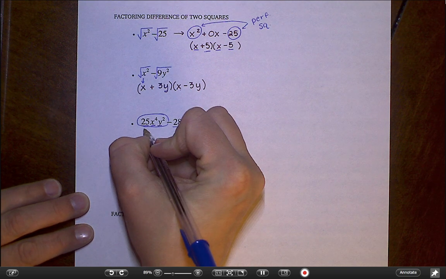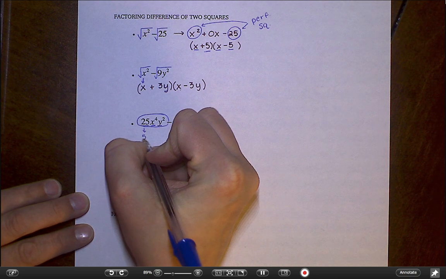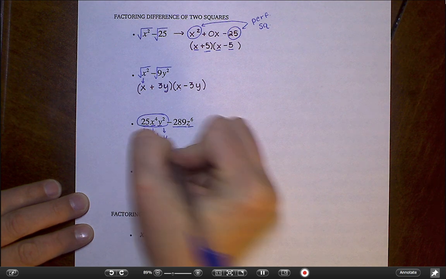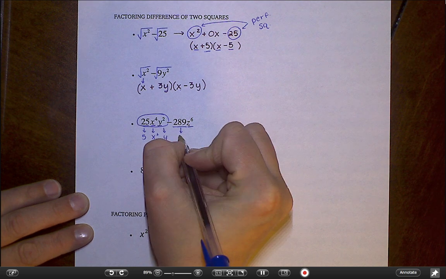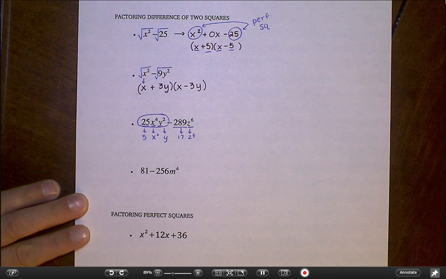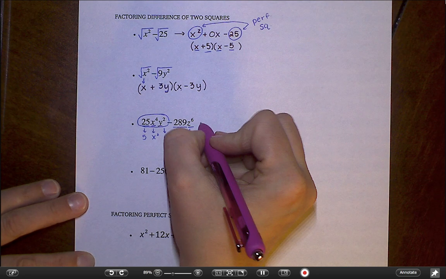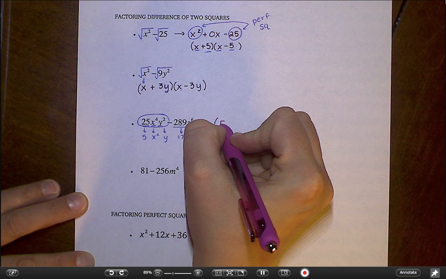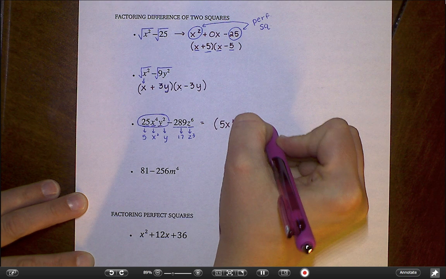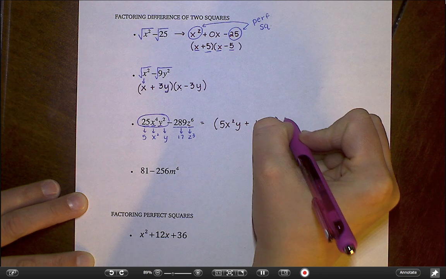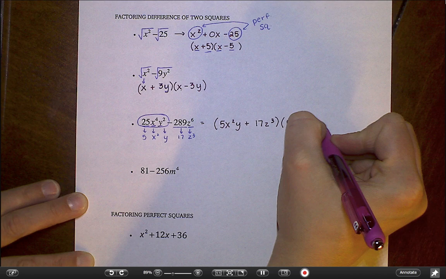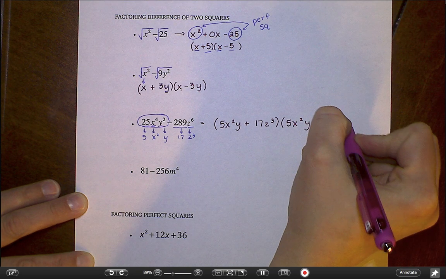So if I'm going to break this up into pieces, this would be 5x squared y. And this one here, square root of 289, is 17z to the third. Okay? So I'm going to have 5x squared y plus 17z to the third, and then the exact same thing with a minus sign. 5x squared y minus 17z to the third.